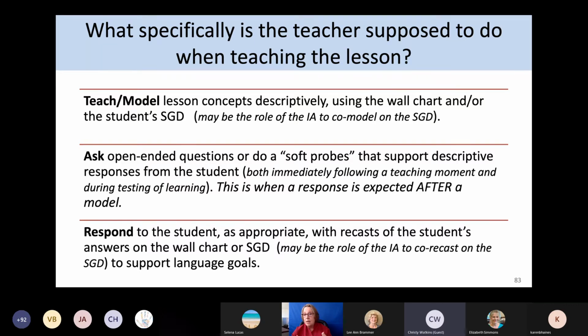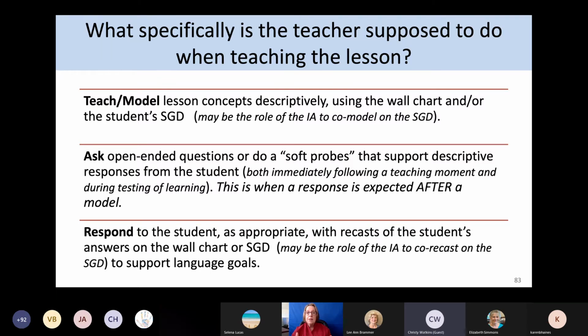Again, both right after I've modeled it, that's when we have our strongest teachable moment, but also later when we're testing what kids have learned from this lesson. But definitely when we're doing this kind of open-ended question, what have you learned? This is when we've modeled, and now a response is expected. No, just letting Joshua listen without repeating back what he just heard.